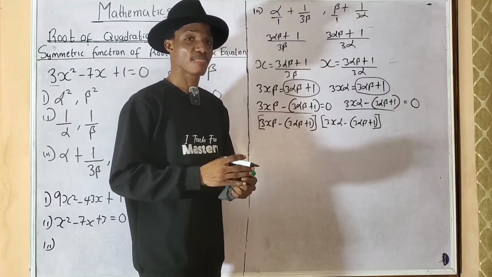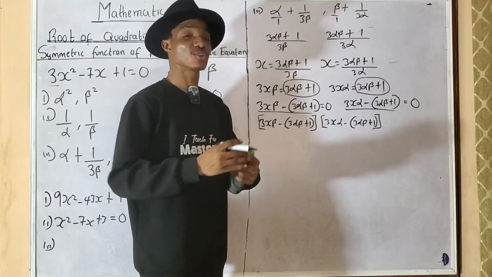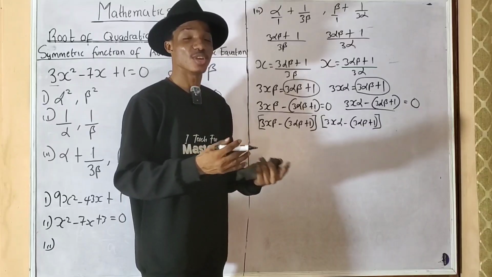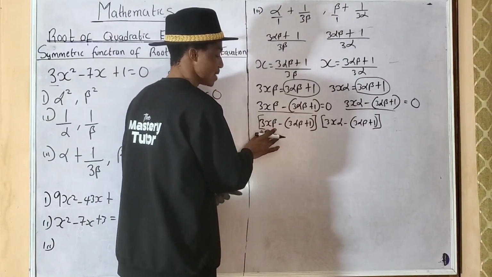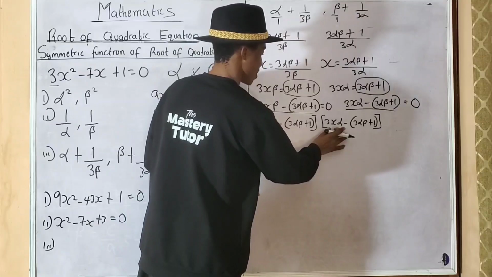Do you understand? I want to teach you both methods, so you're going to choose the one that you're going to use in your exam, okay? So now, let us take the product. 3x beta times 3x alpha.